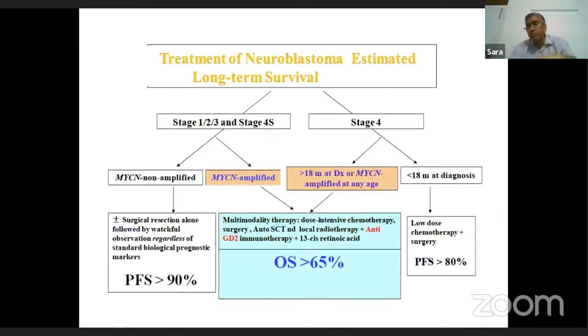So these patients should be treated very aggressively with multimodal therapy, as I've told you in the previous slide, and we can expect overall survival around 65%. In India, we expect around 40% because we don't have dinutuximab.